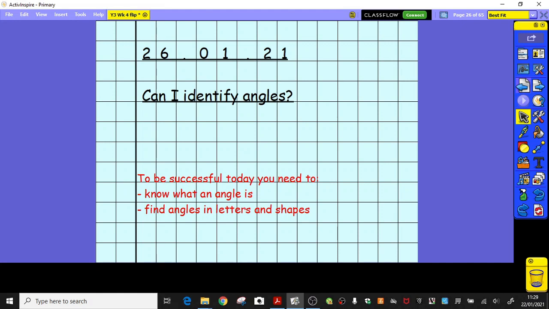So yesterday we were doing lots of work on turns. I hope you didn't get too dizzy doing your quarter turns and half turns and whole turns. Today we're going to have a look at angles, and to be successful today you need to know what an angle is, and you need to be able to find angles in letters and shapes. So let's have a look.